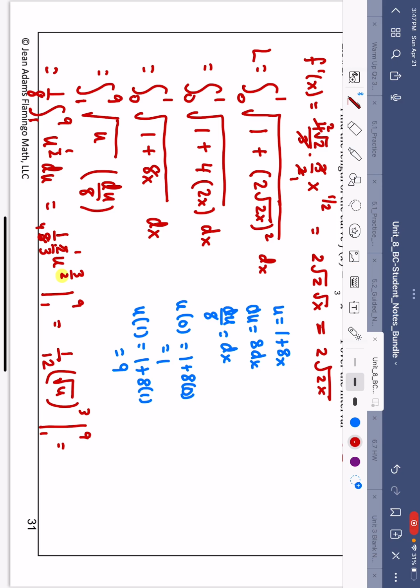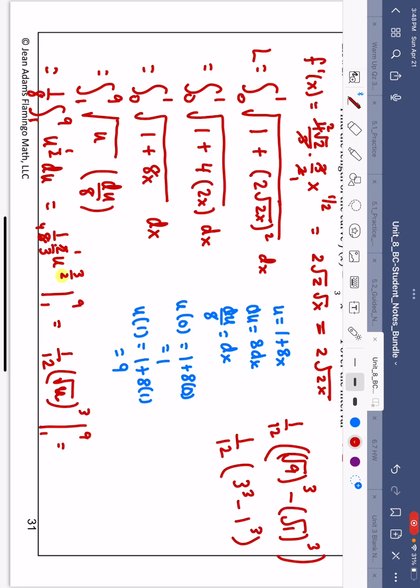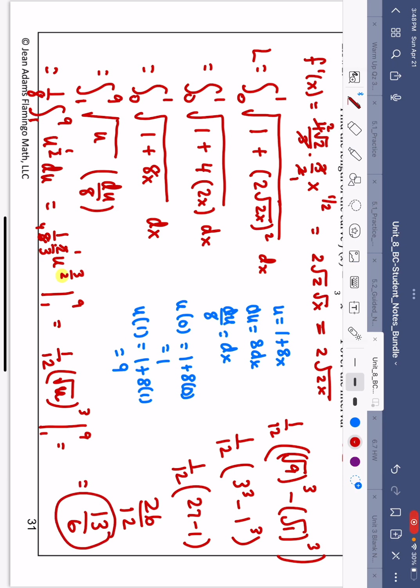So now, 1/12 times the square root of 9 to the 3rd minus the square root of 1 to the 3rd. So 3 to the 3rd minus 1 to the 3rd times 1/12. 27 minus 1 times 1/12. 26/12. 13/6. And that's our answer for that first one.